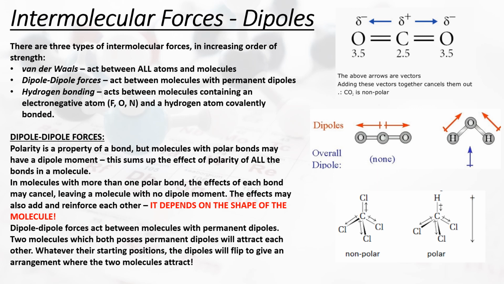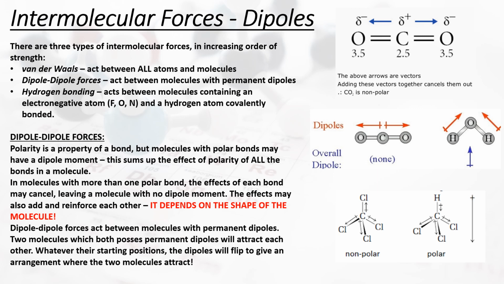The effects of the bonds, though, may also add up and reinforce each other. And the key thing is that it depends on the shape of the molecule. So let's look at a few examples over on the right. The first one here is CO2. Now, we technically have polar bonds in CO2. We have carbon and we have oxygen. Oxygen is more electronegative than carbon. It's further to the right on that periodic table, so it's greater in terms of its electronegativity. We have a value of 3.5 versus 2.5 for carbon.